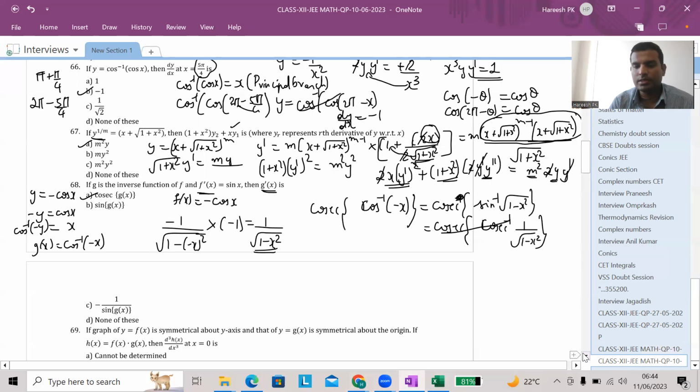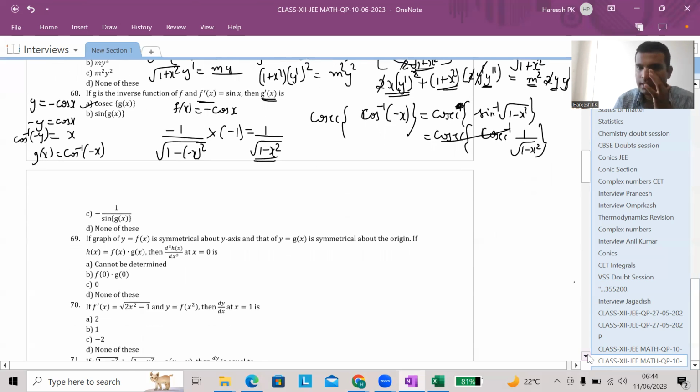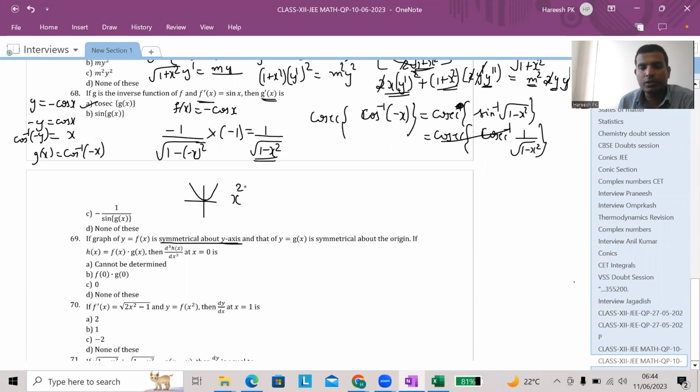Moving on, the 68th question. 68th question is a little interesting one, easy. So here they're saying y is equal to f of x is symmetrical about y-axis. That means symmetrical about y-axis means it should look like this, a parabola kind. Basically, it should be x power 2n. And g of x is symmetric about the origin. That's like y equals x cube or x, like this. So that g of x is x power 2n plus 1.